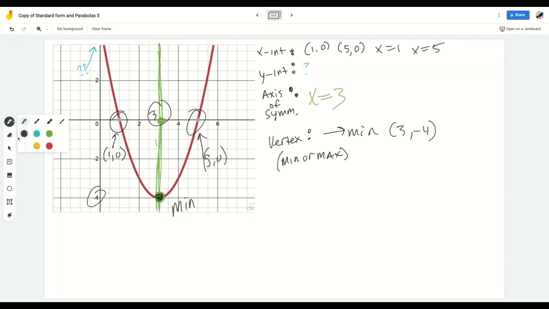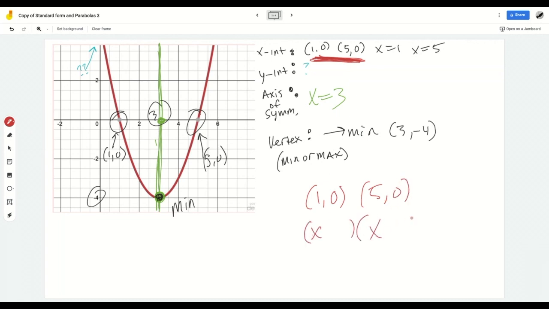Now from here, if we wanted an equation, we can write one. We start here. We have the 2 x-intercepts, 1, 0 and 5, 0, which means we can rewrite it like this: (x )(x ). What we're going to put here is a number that's going to give us 0. So if x is 1, 1 minus 1 gives us 0. Here, what gives us 0? Well, if x is 5, 5 minus 5 is 0. So then this is our function here.